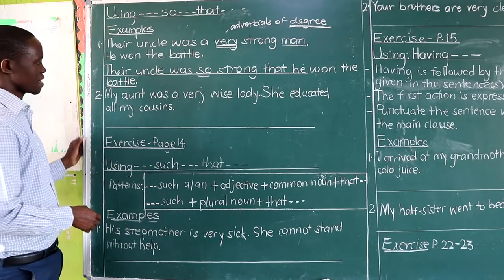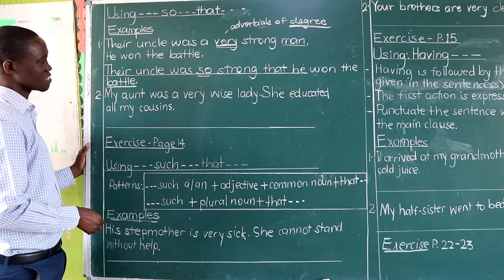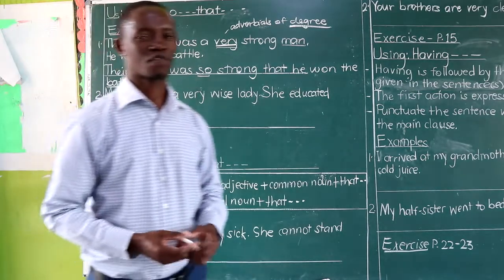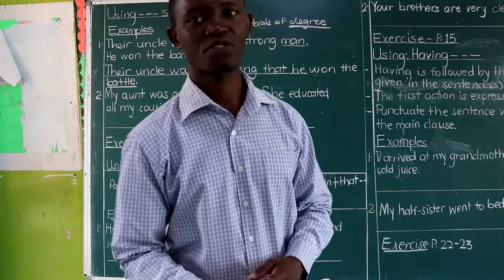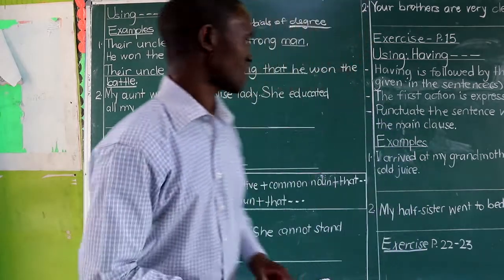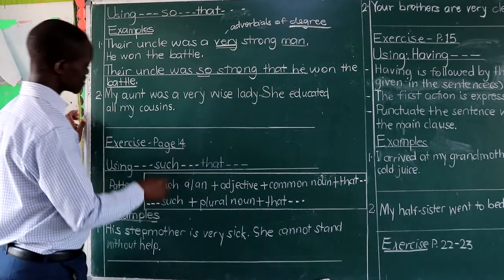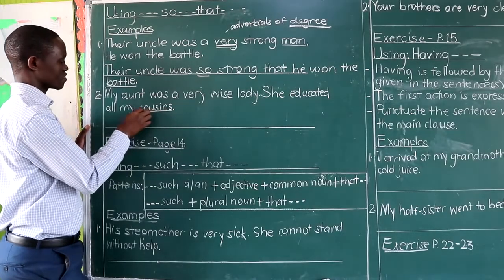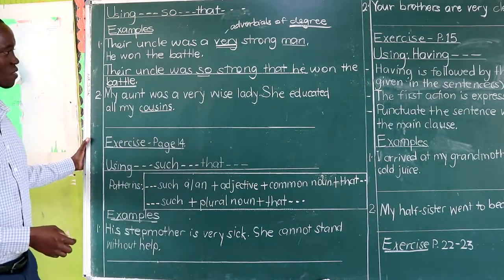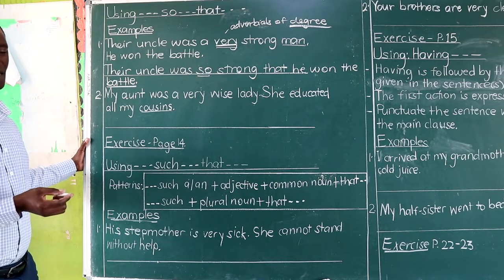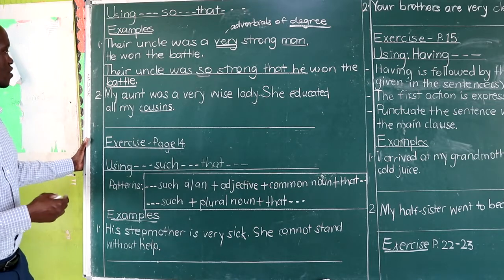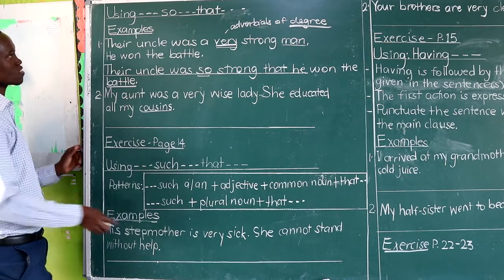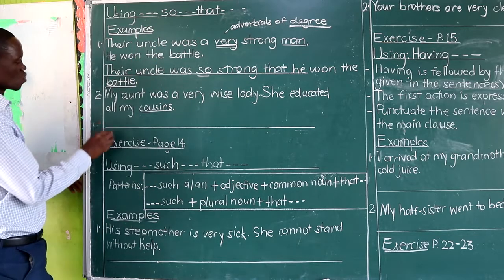Question 2. My aunt was a very wise lady. She educated all my cousins. Remember, your aunt's child is your cousin. Still, a cousin can be your uncle's child. So let's rewrite these two sentences as one using our structure pattern so that.